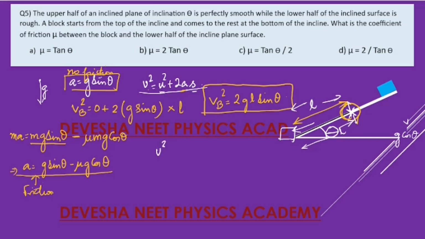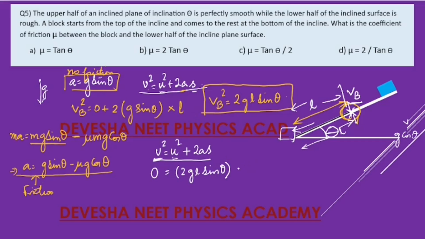So again, we can use the formula v square is equal to u square plus 2as. Because of this acceleration, which is a new acceleration, the v is the final velocity when it lands here, which is equal to 0. The u is the velocity at this point, which is nothing but vb, which we calculated as u square equal to 2gL sine theta.